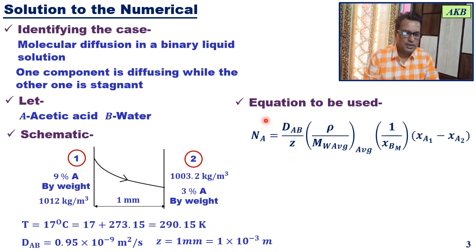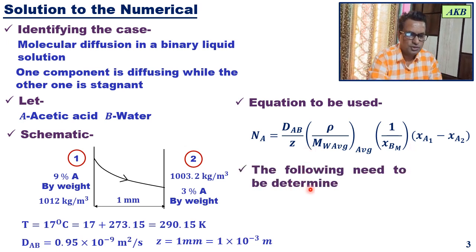Okay. So for using this equation to get NA, which is the rate of mass transfer, we need all the quantities present on the right hand side of this equation. DAB is given to us, Z is given to us. Rho upon MW average is not directly given to us. We will have to find this out first. Then XBM is not given. We will have to find this also. XA1 and XA2 are not directly known to us. So a lot of things are supposed to be calculated first before you go on and use this equation.